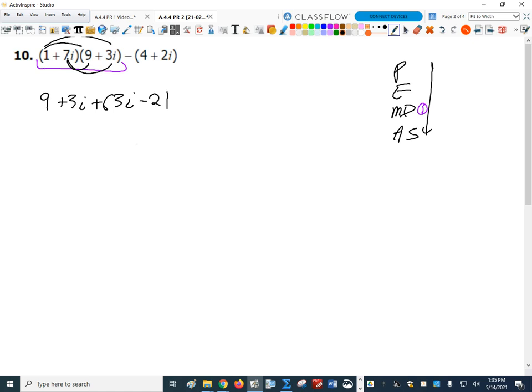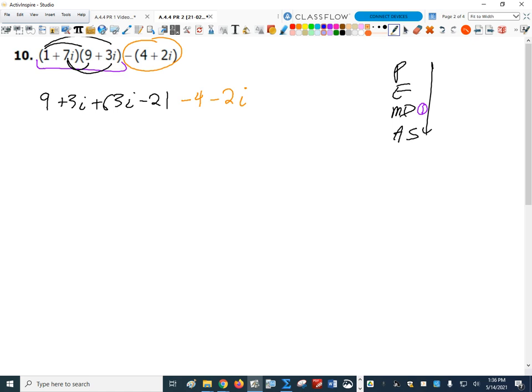Okay, and so then all that stuff right there, we could add up the like terms. And then on this other part, I'm just going to distribute the negative, aren't I? So I'm just going to get all that stuff minus 4 minus 2i. So let's just combine all the like terms then.